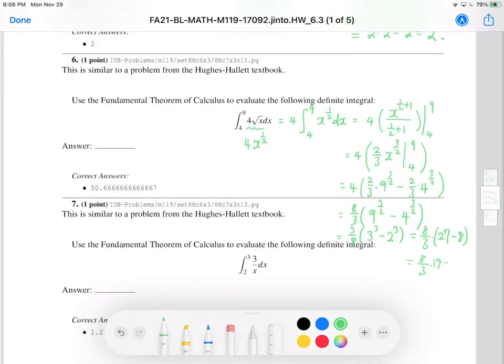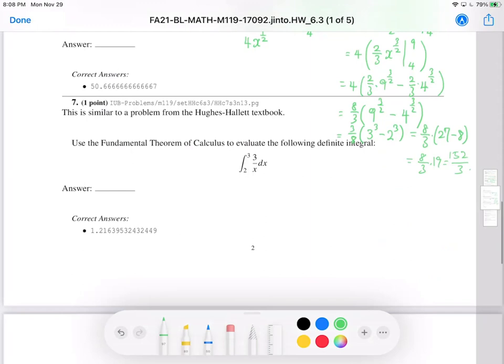Okay, so 3 is 152. You can skip the intermediate steps if you want. Number 5. Again, applying the fundamental theorem of calculus.